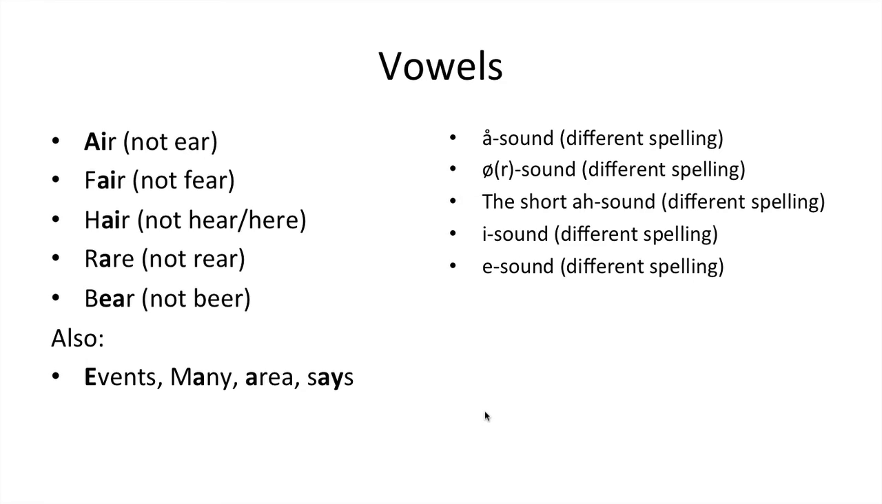And then the air sound. Okay, again, this letter is called E in English, and this one is I. But this obviously is air. For instance, in the word event, or here's some other different spellings. Of course, many, not manny. Area, not area.